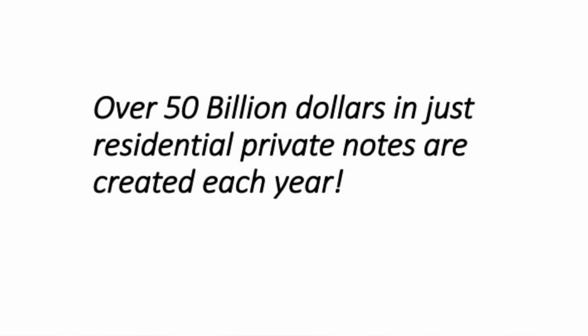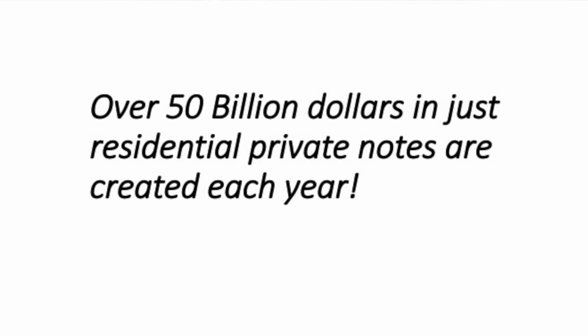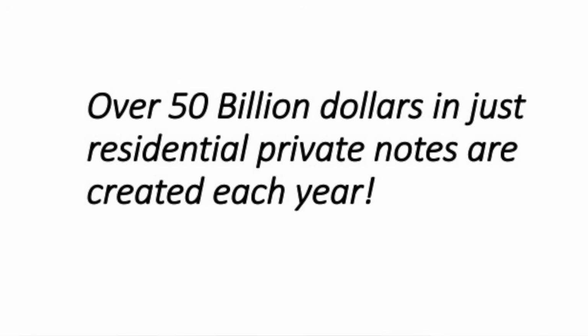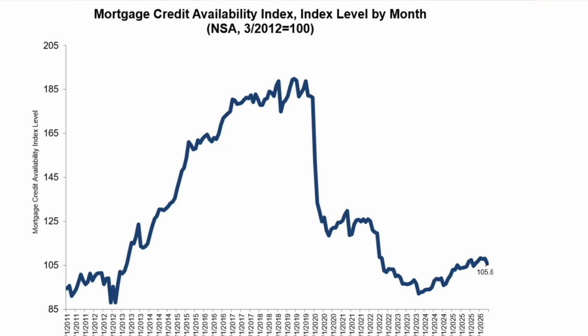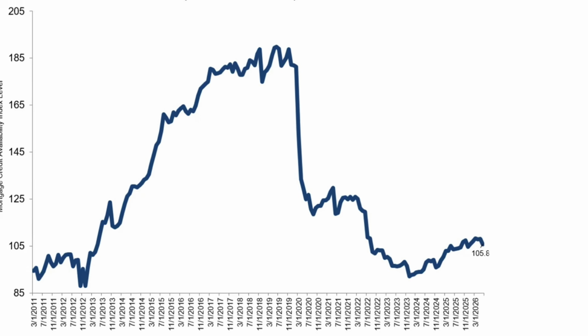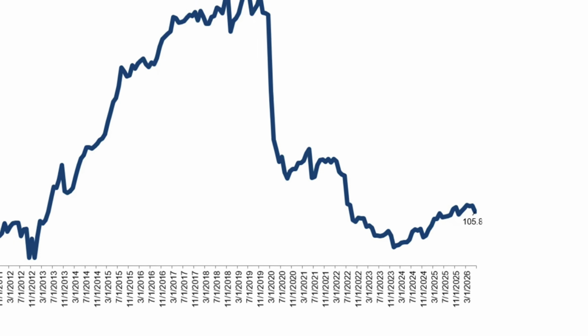Did you know that over $50 billion in residential private party loans are created annually? And that number is only going up in coming years. Here's why. Currently, over 50% of Americans are unable to qualify for a traditional bank loan. Check out this chart. The Mortgage Bankers Association tracks the Mortgage Credit Availability Index, and this chart shows mortgage availability to be at all-time lows.